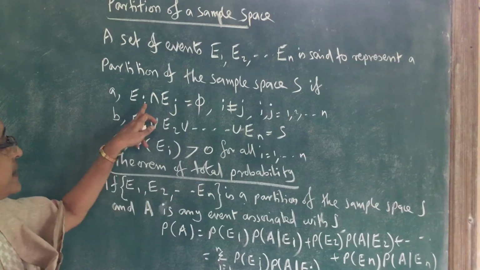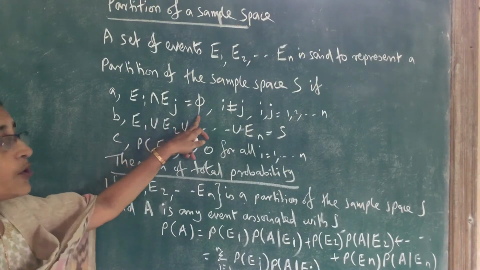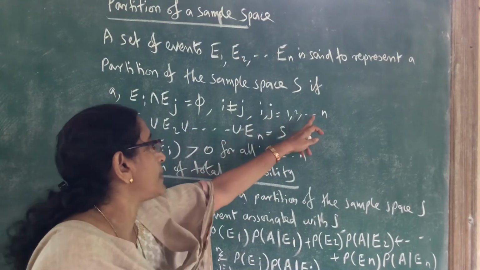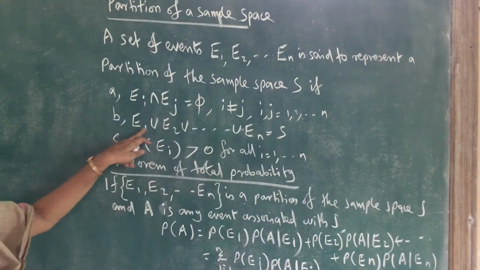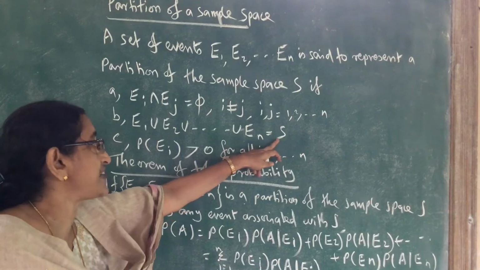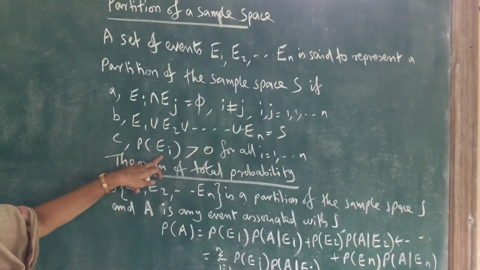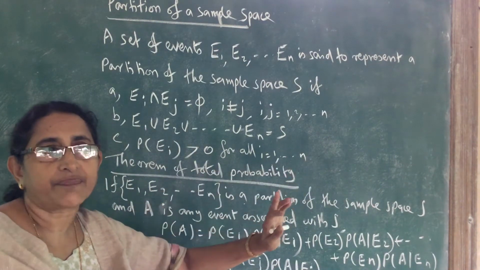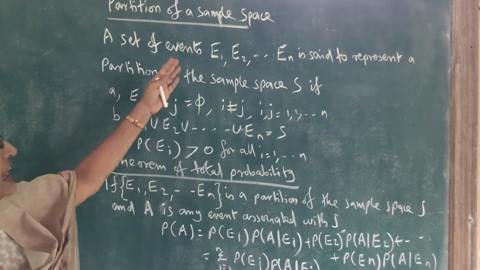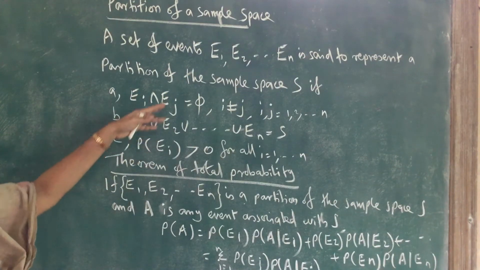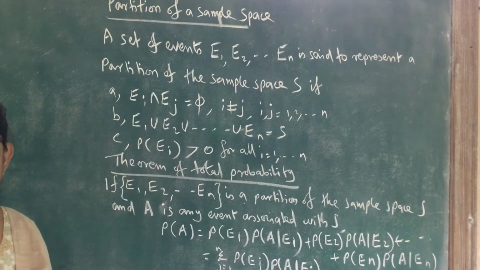First condition, Ei intersection Ej equal to null set where i not equal to j, i, j from 1 up to n, and E1 union E2 union etc. union En equal to sample space S, and probability of Ei is greater than 0 for all i equal to 1 to n. So if the events E1, E2, etc., En satisfy these conditions, it is called a partition of the sample space S.